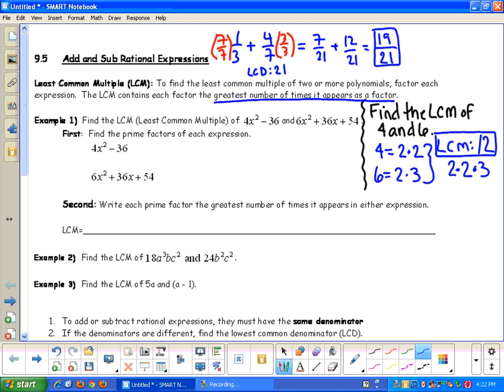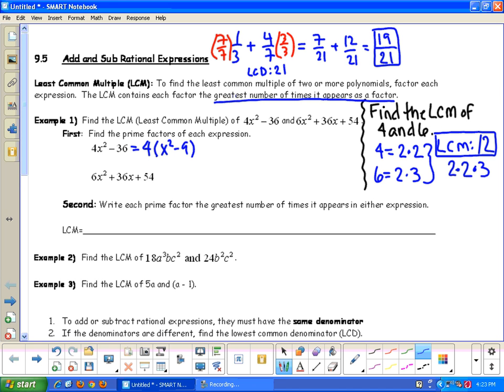So I have 4x squared minus 36 and 6x squared plus 36x plus 54. The first thing I want to do is find the prime factors of each expression. That means I want to factor it. So if I factor this first one, I can take out my greatest common factor, which is 4. When I factor that out, I get x squared minus 6, or not 6, sorry, that should be 9. So x squared minus 9.